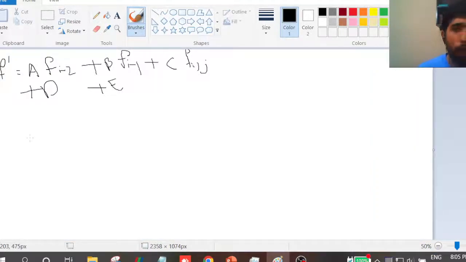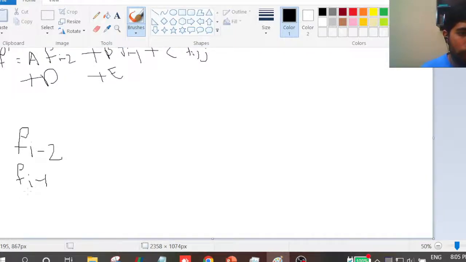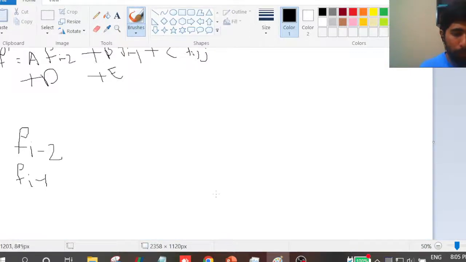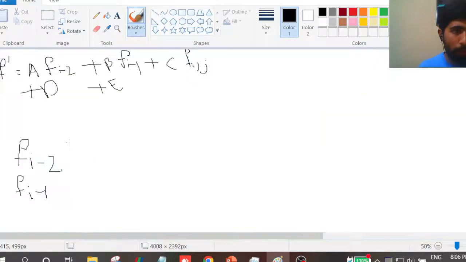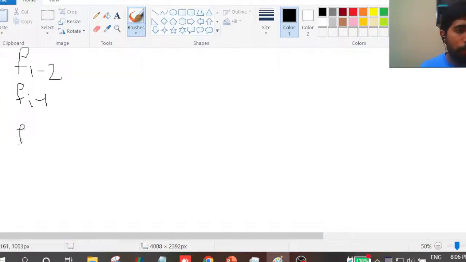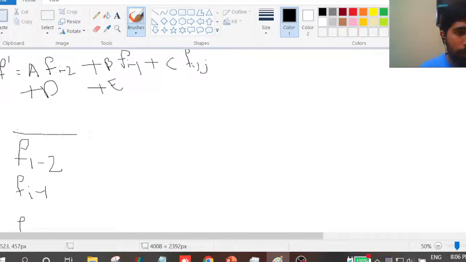So what you do in this Taylor table is, you have to first write f of I minus 2, whatever are there here, in the rows. f of I minus 1, then you should write f of I, f of I plus 1, f of I plus 2. Now this you should write in the rows.